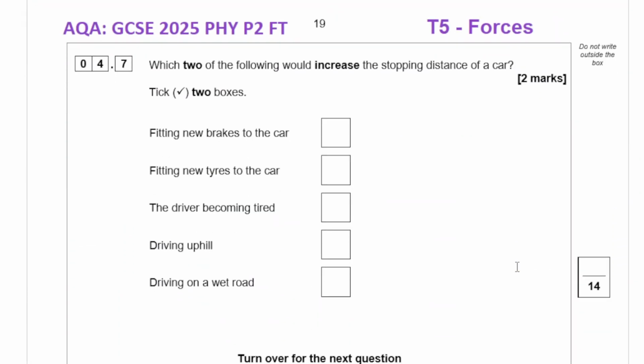Which two of the following would increase the stopping distance of a car? Fitting new brakes would actually decrease it. Fitting new tires will decrease it. The driver being tired, yes, that increases the reaction time, which increases the thinking distance. That would increase the stopping distance. Driving uphill would actually make it shorter. Driving on a wet road, yes, that would also increase the stopping distance. That brings us to the end of question number 4, and I will see you in question number 5.